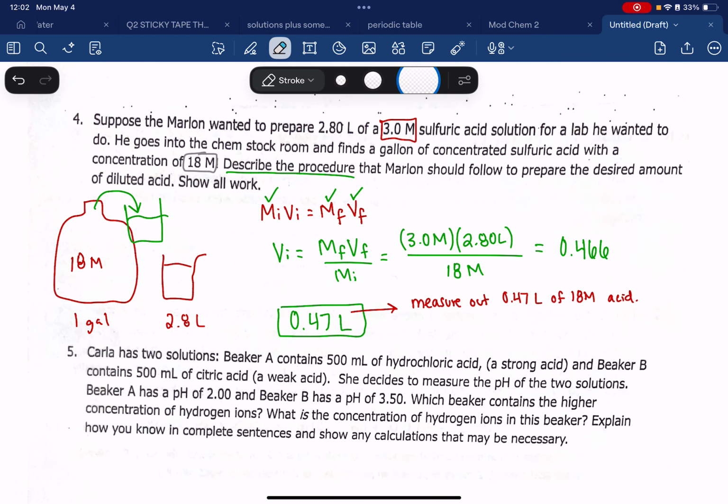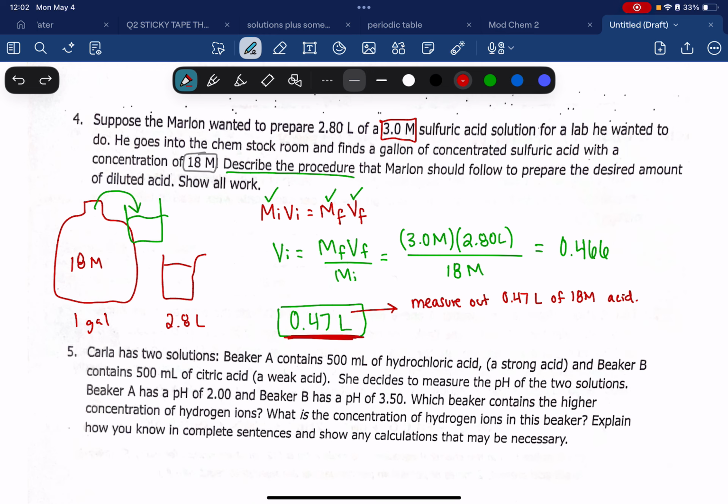The way we can do that really quickly is just by subtracting the initial volume from the final volume, because this is how much concentrate he's starting with, and this is how much solution we want to end up with. So we can find the difference, and that's the amount of water that he should add. So I'll go 2.8 minus 0.47. I get 2.33.